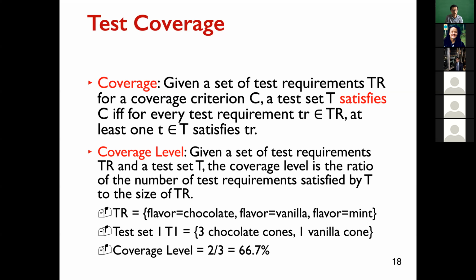So here we learned TR. What is TR? TR is a test requirement, and a set of test requirements is included in a coverage criterion. A test set is a set of test cases. So the coverage level is the percentage of the test requirements that are tested by our test cases.